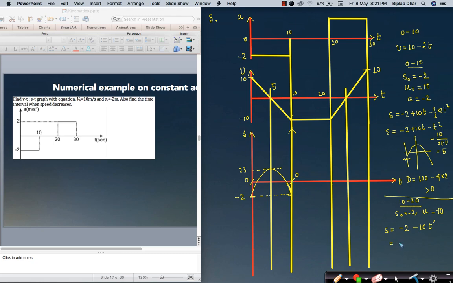So can I write this as -2 minus 10 of original time t minus 10? Because when original time is 10, your t prime should be 0. Here you can check. If you put t equal to 10 now, then you will find s equal to -2, right? So this is the actual concept of the shift of reference frame. I have shifted my s axis from here to here by the amount 10 second. So I have to subtract 10 from the time equation.